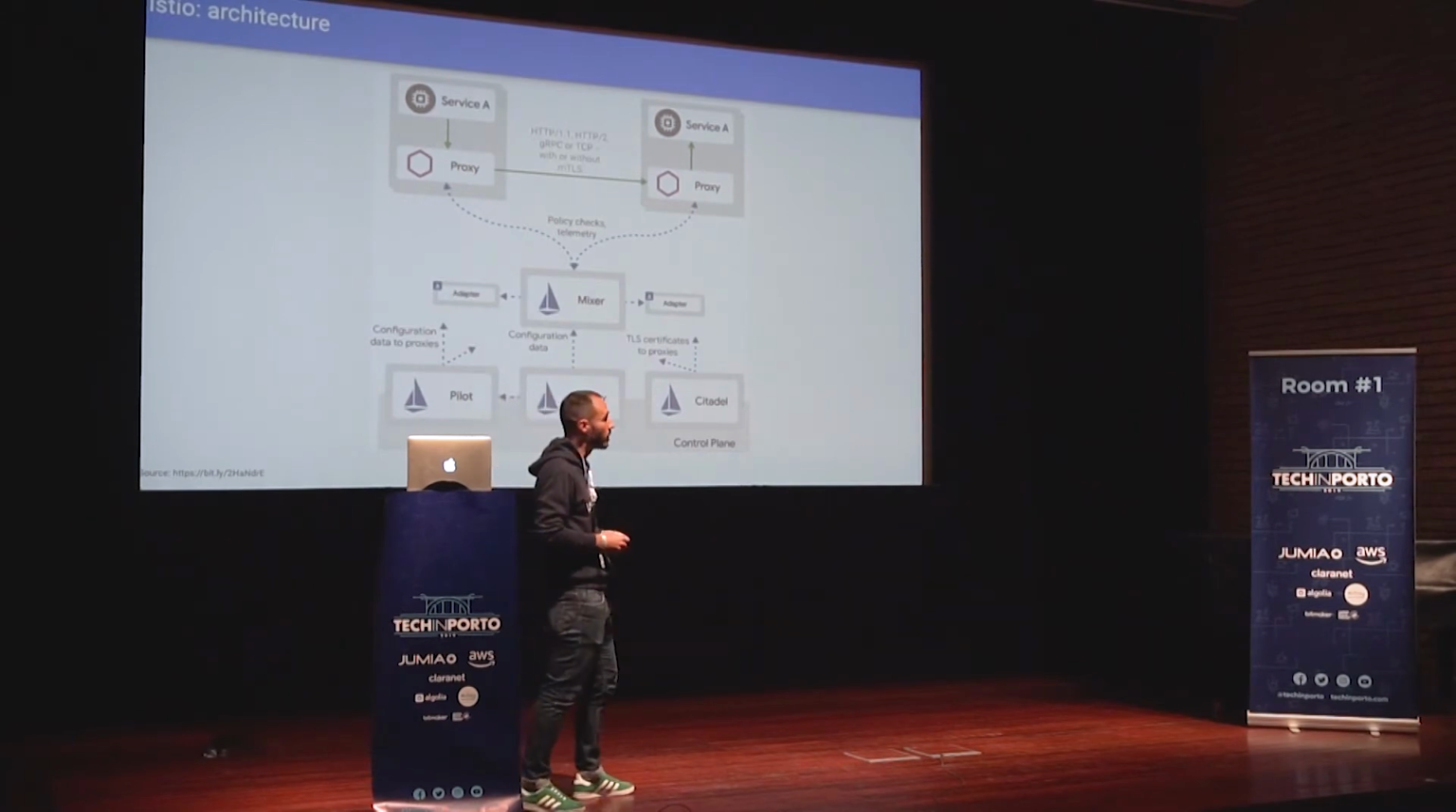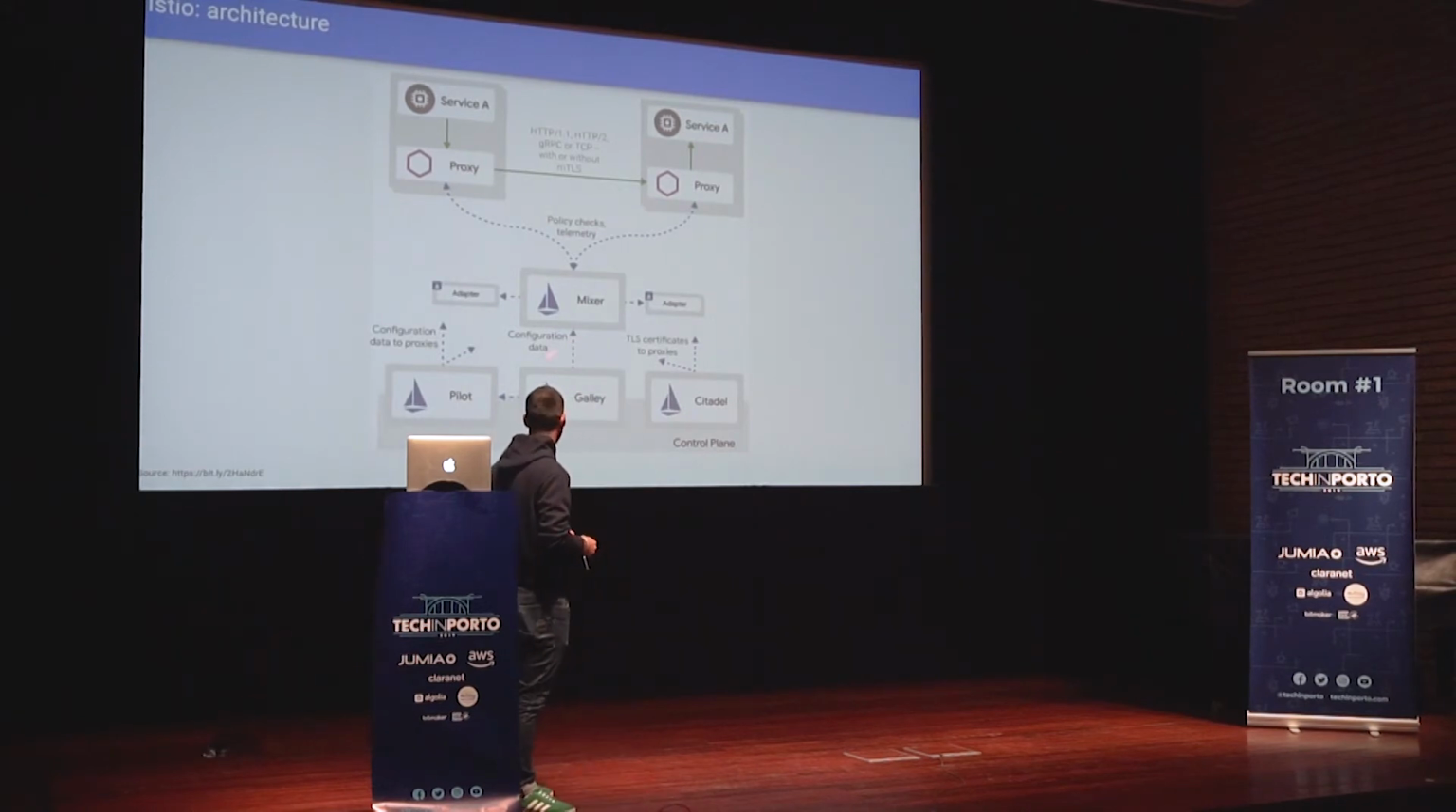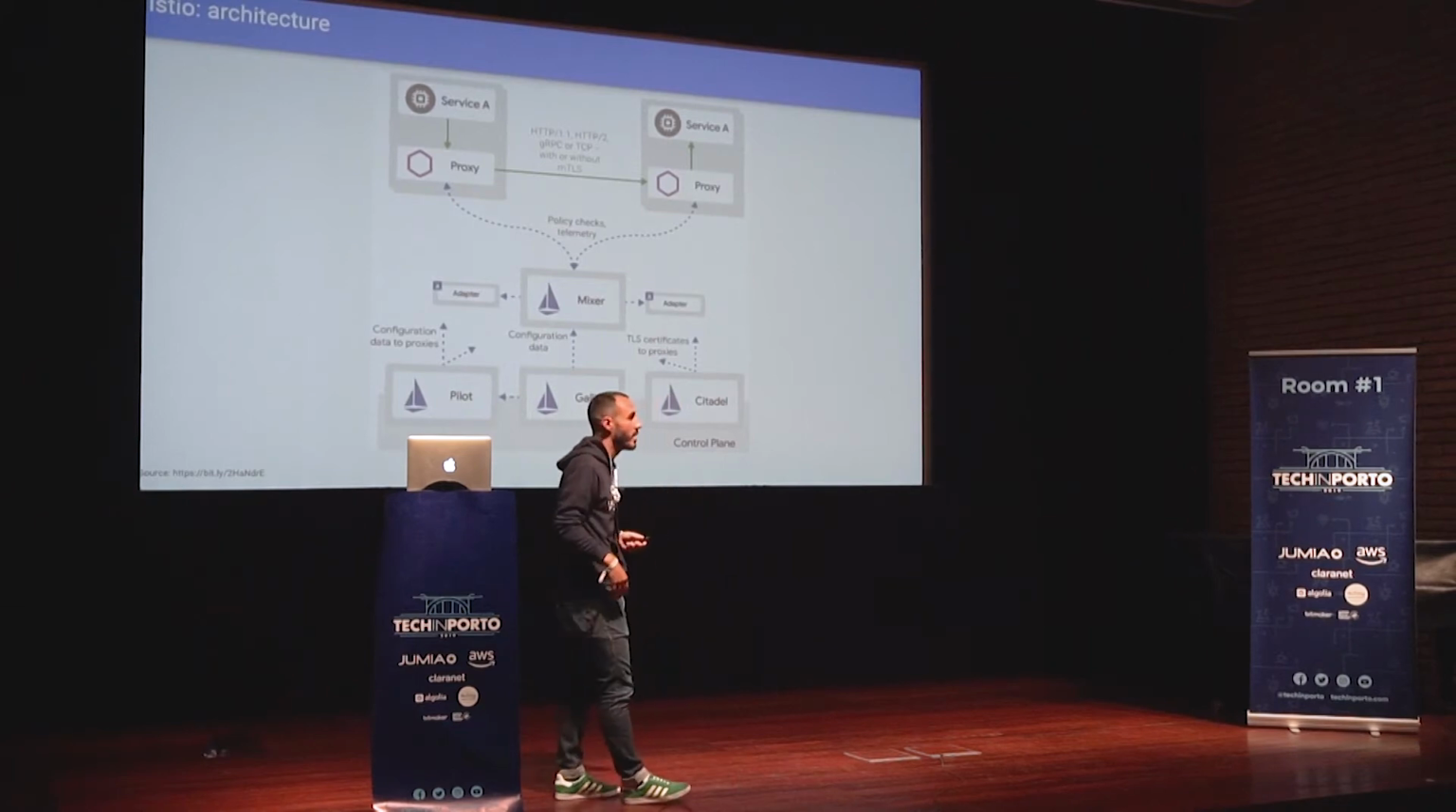It's what Istio is using to make the proxy. And it has several components: the Mixer, Pilot, Galley, and Citadel. We'll touch briefly on each of them to understand what they're doing.